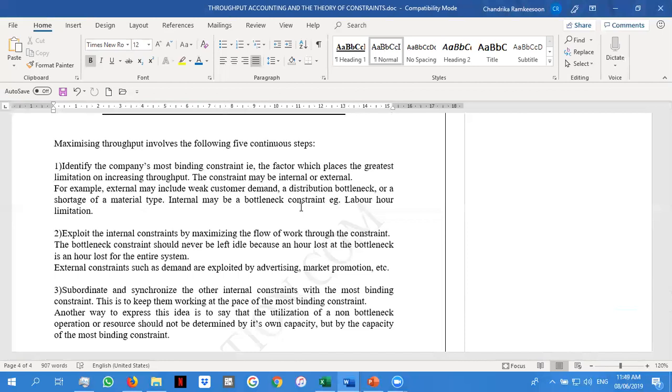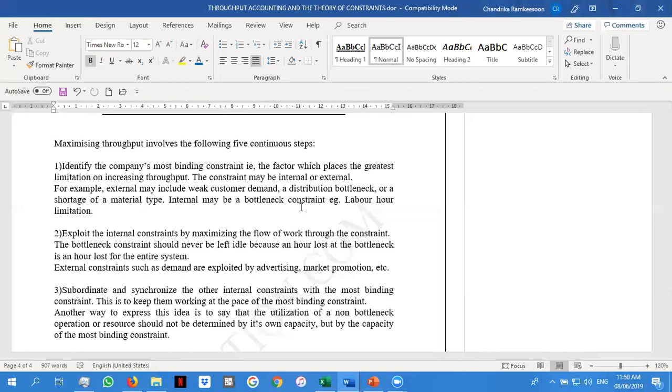Exploit the internal constraints by maximizing the flow of work through the constraint. This is similar to maximizing the contribution per unit of the limiting factor. In this case, maximizing the throughput per hour of the limiting factor. So exploit the internal constraint by maximizing the flow of work through the constraint. The bottleneck constraint should never be left idle, because an hour lost at the bottleneck is an hour lost for the entire system.